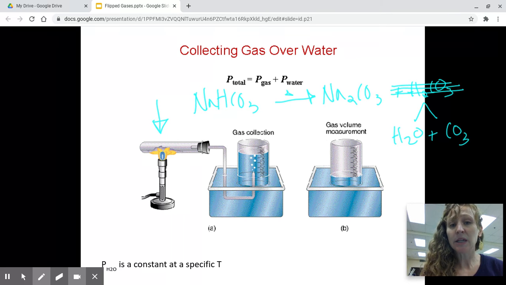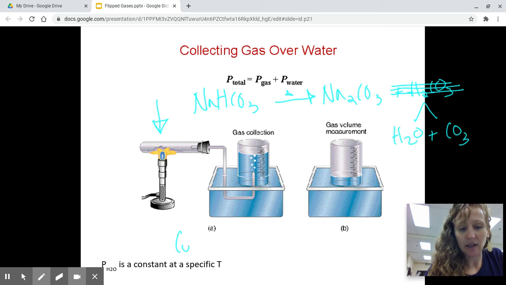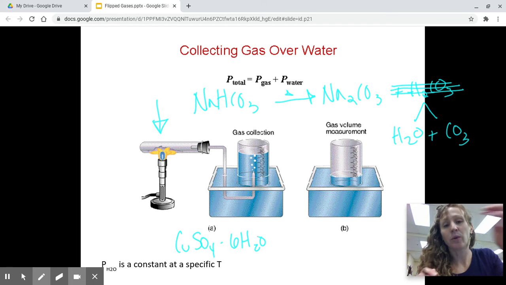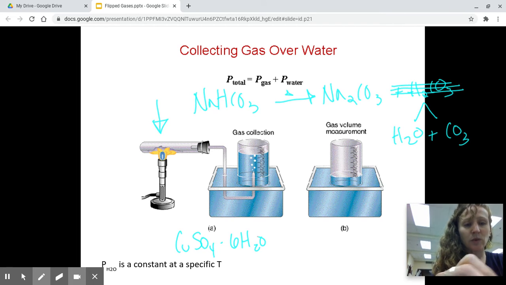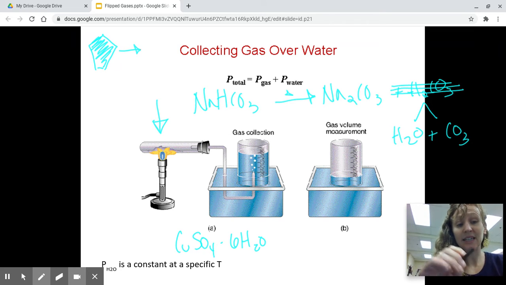It could also be a hydrate. So if you have a hydrate, let's say you have like copper sulfate hydrate. Okay, so remember this, we talked about this before. If it's in its hydrated form, it actually forms these really pretty blue crystals. And then as it gets heated, what happens is the water gets driven off.